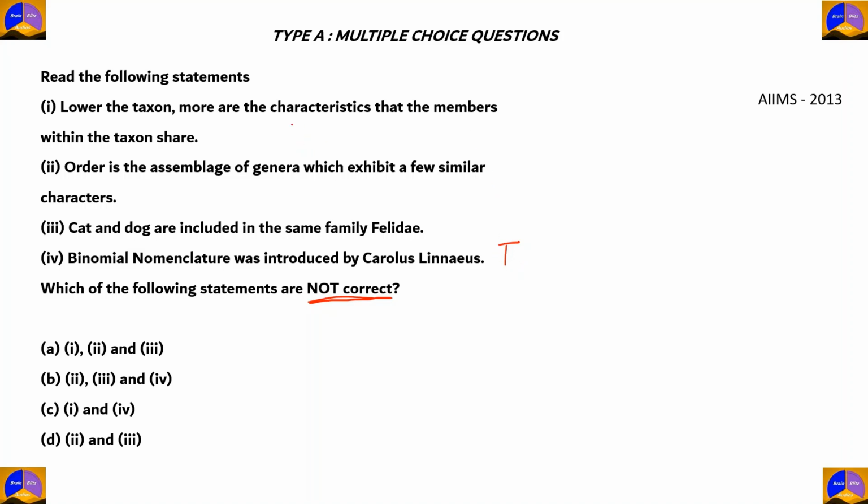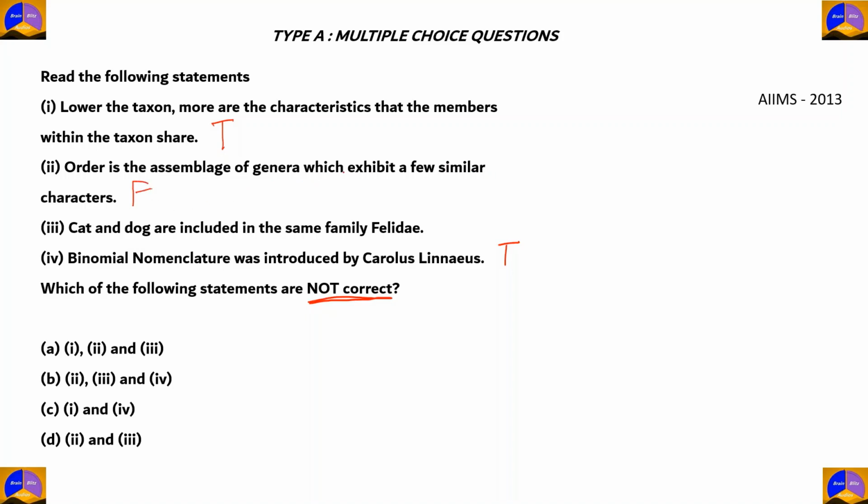The lower the taxon, the more characteristics the members within the taxon share. There are more characters in common between a zebra and a zebra than, say, a zebra and a giraffe. So the statement is also true. Now, order is the assemblage of genera which exhibit a few similar characters.